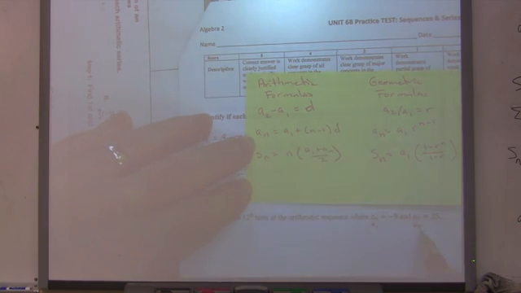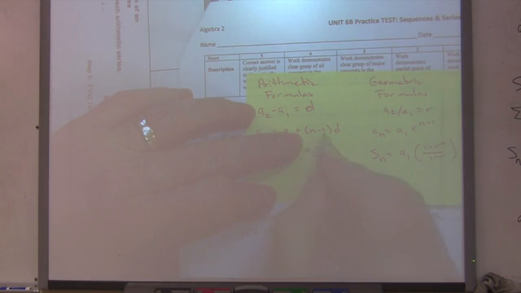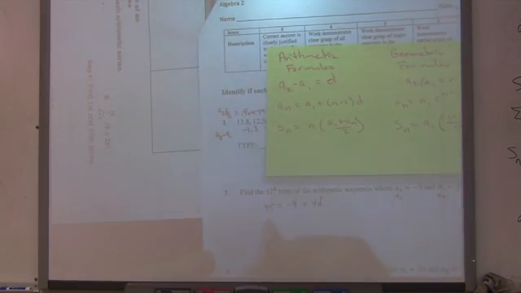So I'm going to plug this in for a sub n. So 35 equals a sub 1, which is now negative 9, plus our n is 5 now, because we made this a 5, so 5 minus 1 is 4 times d. Add 9, and we get 44 equals 4d. Divide by 4, so 11 equals d.